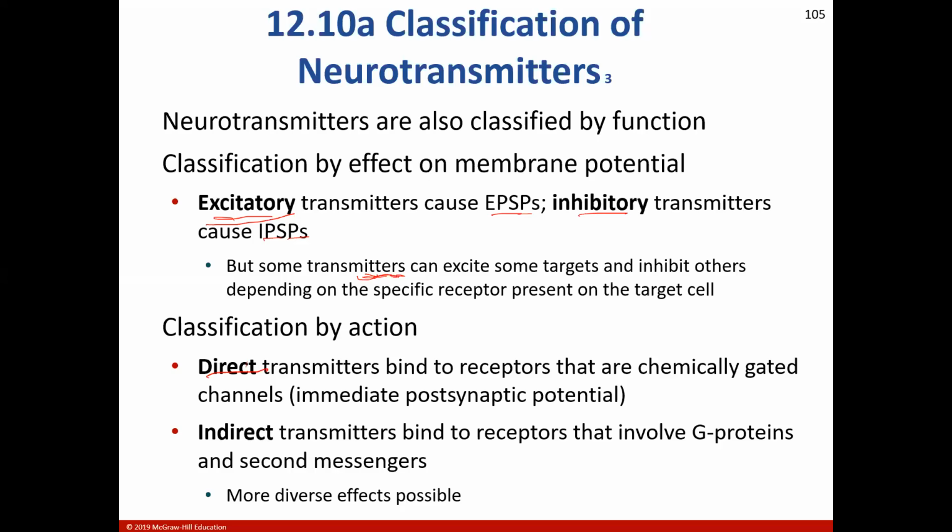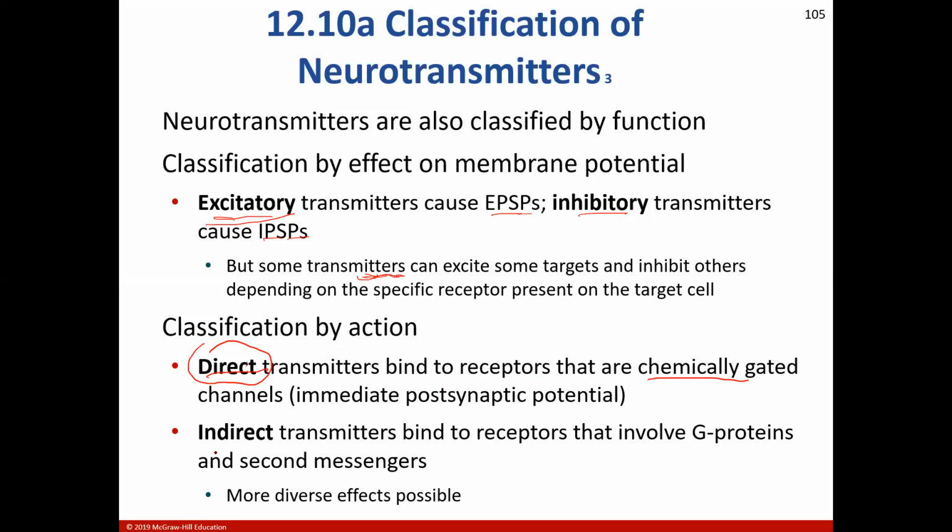So direct or indirect, again, this is about the receptors. This is about the receptors, right? And most neurotransmitters have to bind through chemically gated channels. If the acetylcholine binds, then the sodium channels will open.